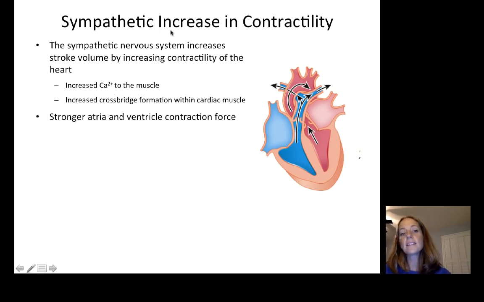So the last thing is that the sympathetic nervous system can not only increase heart rate, it can also increase contractility of the heart. So it can increase stroke volume as well by making the heart pump stronger. It does that by getting more calcium to the muscle. When you get more calcium to the muscle, just like in skeletal muscle, you can increase the number of cross bridges formed within the cardiac muscle. You don't get tetany in cardiac muscle because of the limits on the refractory period, but you can get more cross bridges and overall a stronger contraction force.